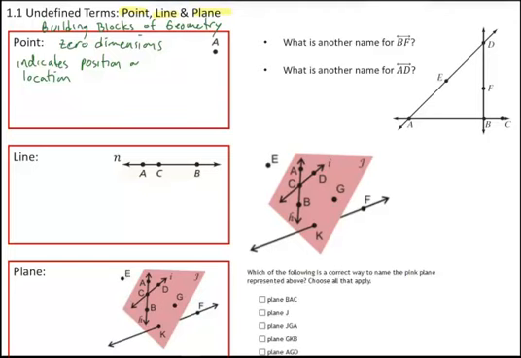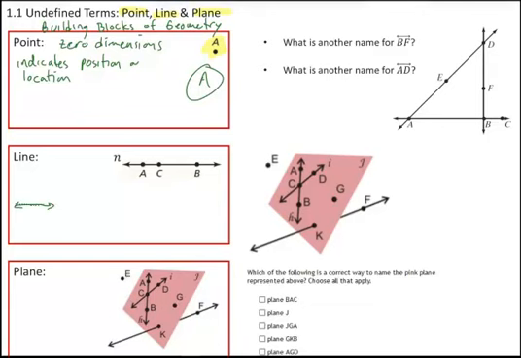Okay, an example of a point is illustrated here. It's a dot with a label on it, a letter to label it. And when you name it, you're just going to name it as the letter. And you might see the word point in front of it, so point A could also be used, but that's notating a point.